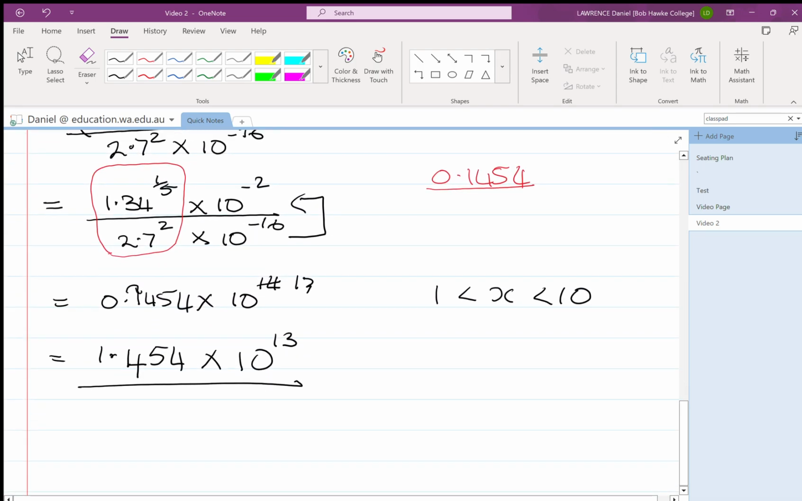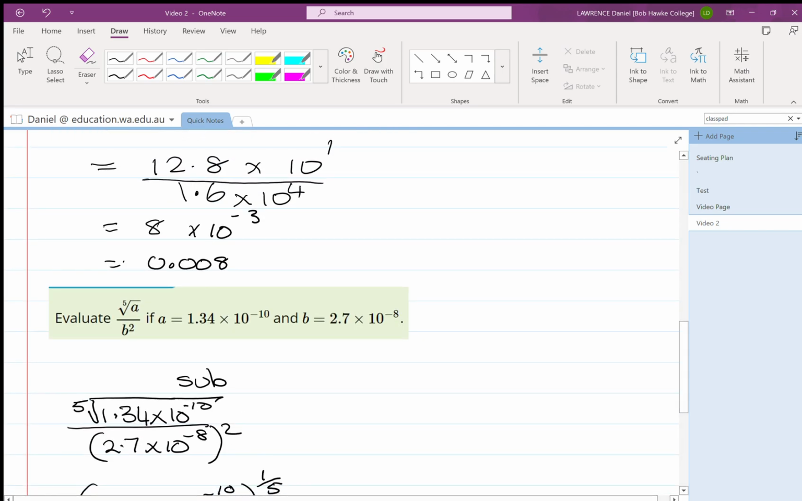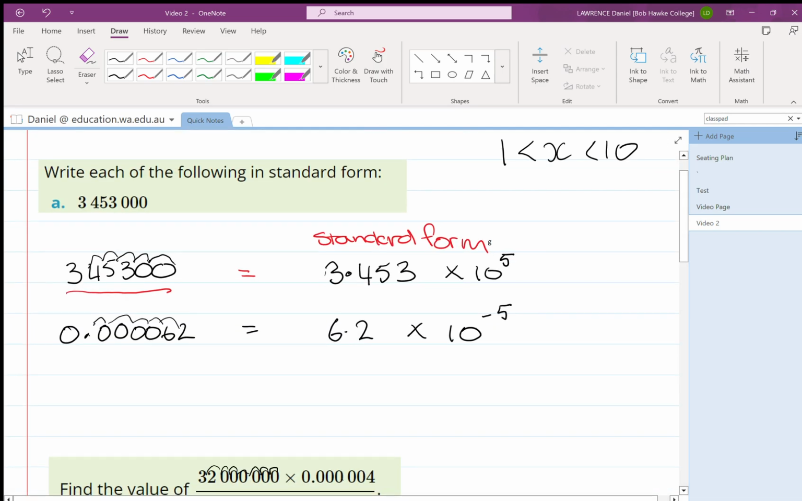Okay, if you can follow what I've done on those exercises, you're going to be fine for tomorrow's activities. They follow very closely along these lines.